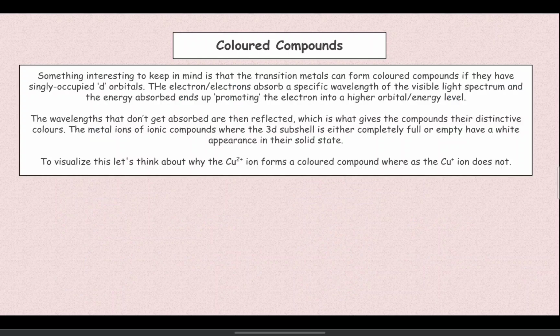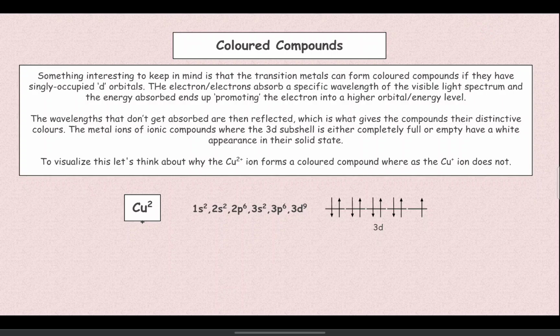So something interesting to keep in mind is that transition metals can form colored compounds if they have singularly occupied d orbitals. The electrons absorb a specific wavelength of the visible light spectrum, and this absorbed energy ends up promoting the electron into a higher orbital energy level. We'll have a little look at something down here in a minute. So the wavelengths that don't get absorbed are then reflected, which is what gives the compounds their distinctive colors. The metal ions of ionic compounds where the 3d subshell is either completely full or empty have a white appearance in the solid state.